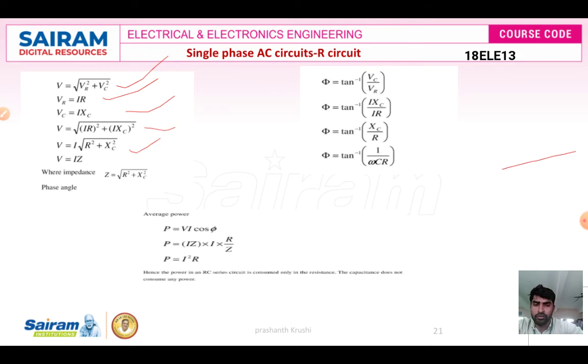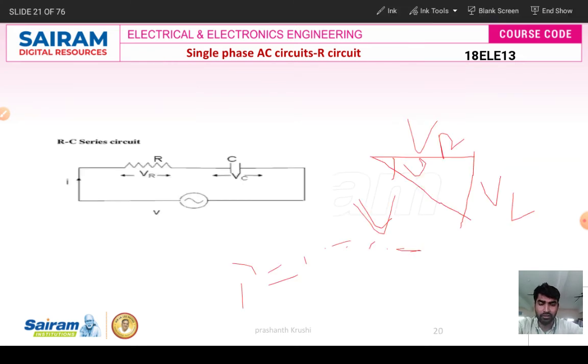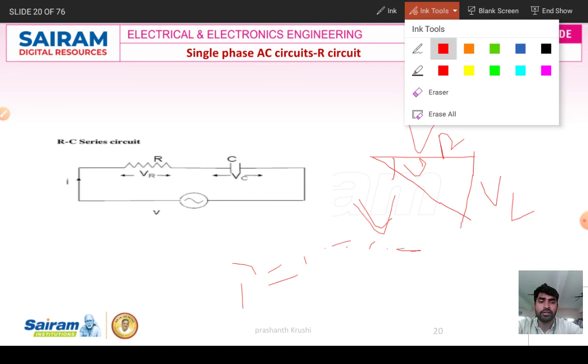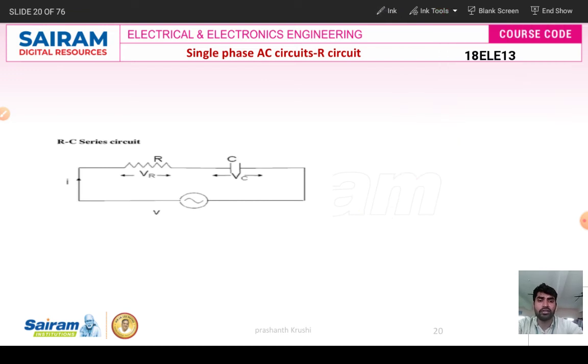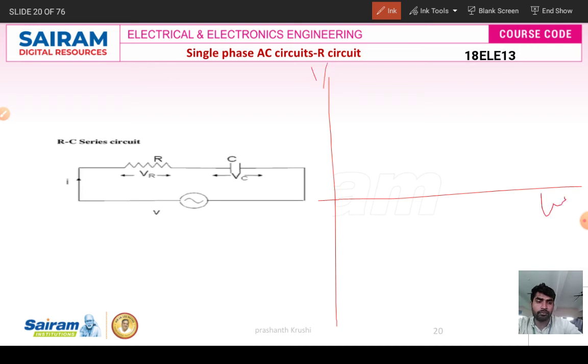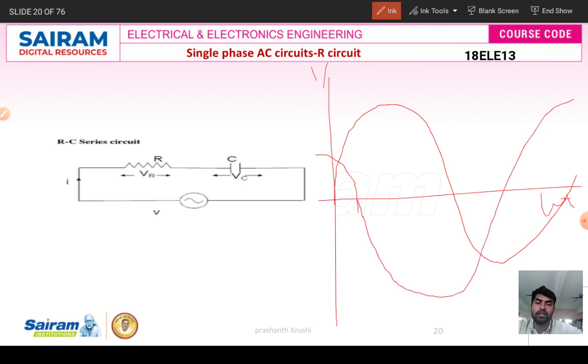If you want to draw the vector diagram as well as the waveform for this RL and RC, I'll draw once for your reference. Here I'll draw it for the RC circuit. This is the X axis, this one is the Y axis, and this is omega t. The voltage is the same for the RC circuit, RL circuit and RLC circuit. So what about capacitance? A small phase angle will be there here, so current leads voltage by an angle phi, right?